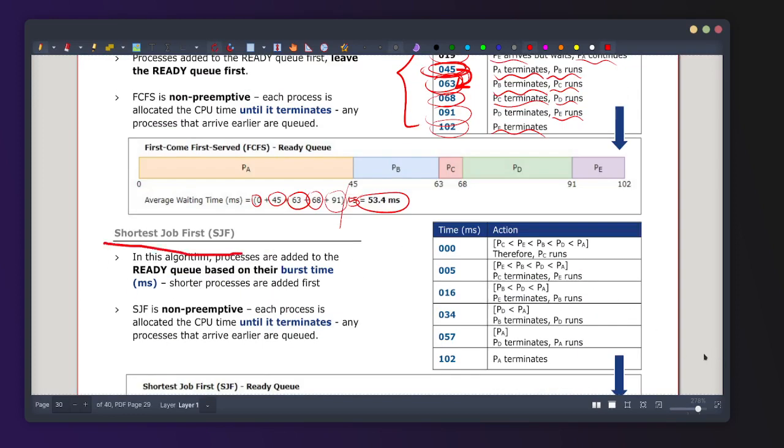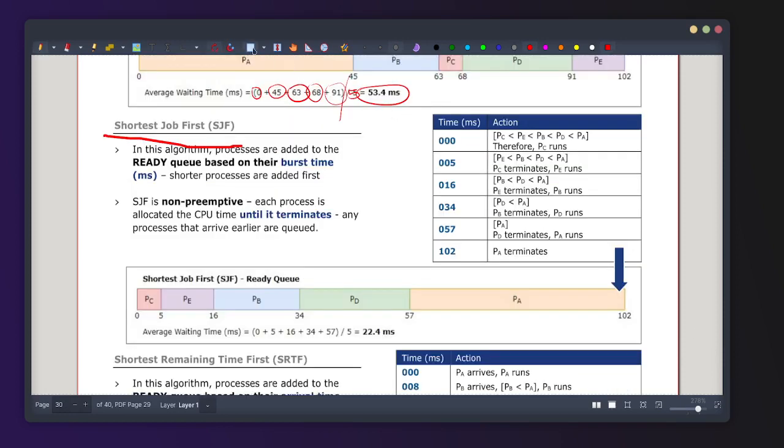Now in shortest job first, if you look at what shortest job first means, you'll probably understand that it doesn't take in a process as soon as it arrives. It waits for the shortest job to arrive and then sends that one along to the CPU. So let's see. In this algorithm, processes are added to the ready queue based on their burst time. Shorter processes are added first.